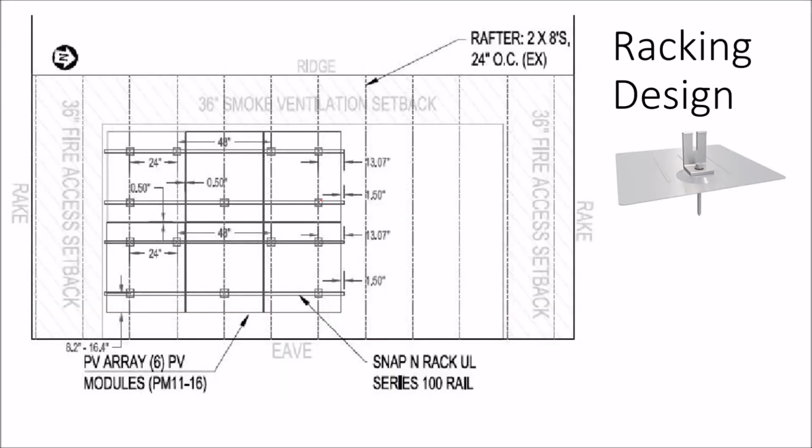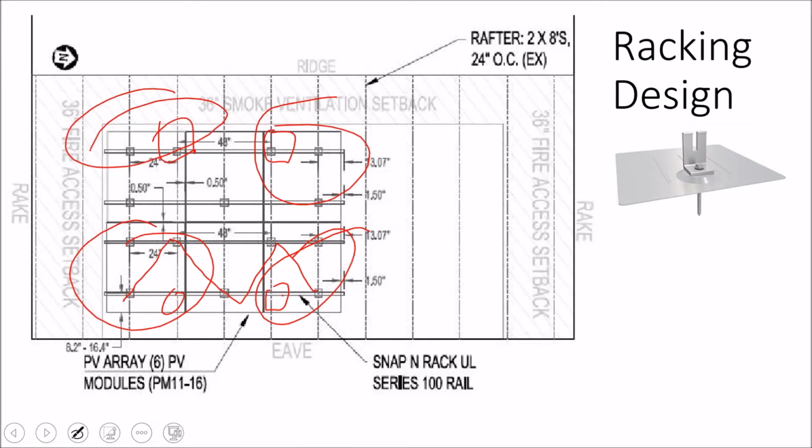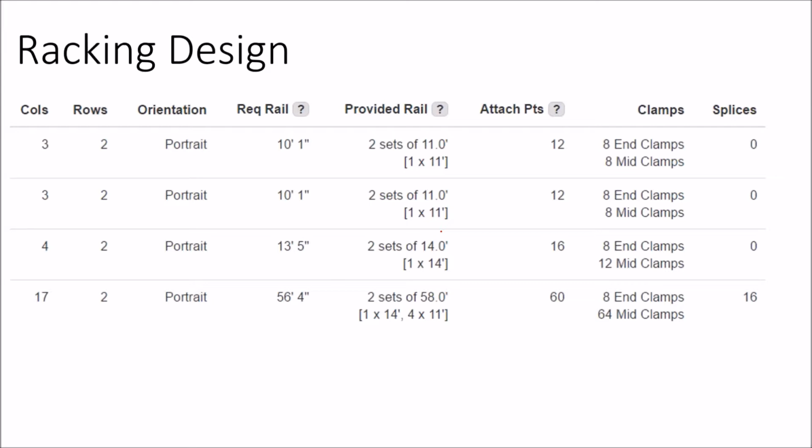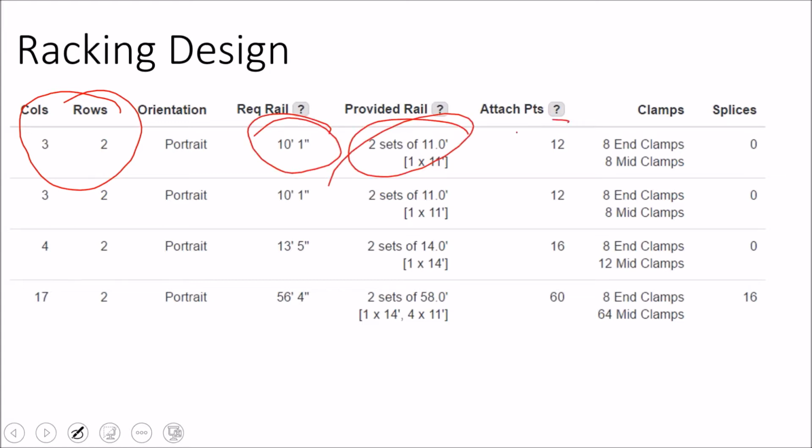And so again, the best practice is to stagger your L feet 4 foot on center, and then add reinforcements around the corners of the array, just to make sure you're over-engineered and in the clear. So we put in how many rows of modules we have into our racking design software, and it comes back to us with, okay, for this section of 3 modules, 3 columns and 2 rows, you're going to use 10-foot rail with 2 sets of it and 12 attachment points and 8 mid clamps and 8 end clamps.